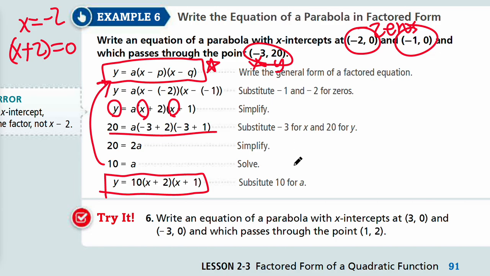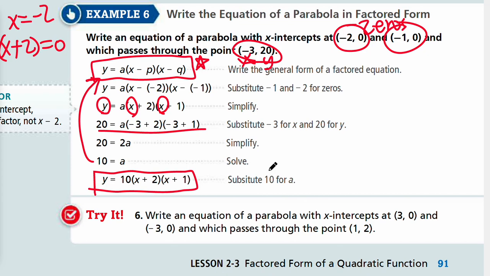Following these steps of writing the equation of a parabola in factored form, write an equation of a parabola with x-intercepts at (3, 0) and (-3, 0), which passes through the point (1, 2). We also have 2 zeros of the function here, so please use the same steps. Pause the video and come back when you're ready for answers.